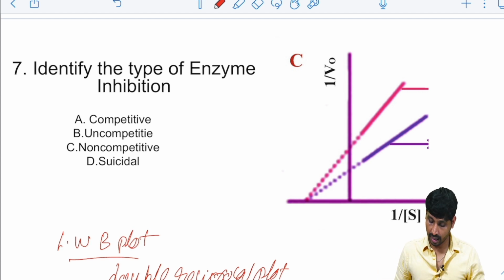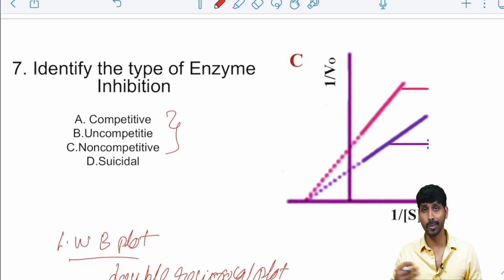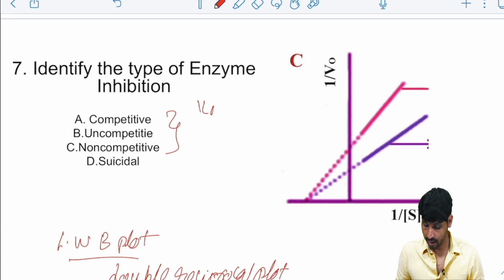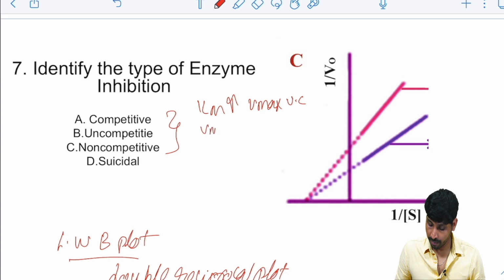So here they have asked, identify the type of enzyme inhibition, right? We have already learned there are different types of inhibition: competitive, uncompetitive, non-competitive, right? And then suicidal. Like reversible, irreversible. Suicidal is irreversible, so the rest of the three are examples of reversible inhibition. We have learned that in competitive inhibition, Km value will be increased, Vmax unchanged, right? In uncompetitive inhibition, what happened? Both what has happened? Both Vmax and Km changed.